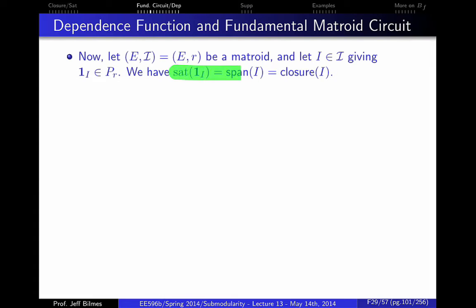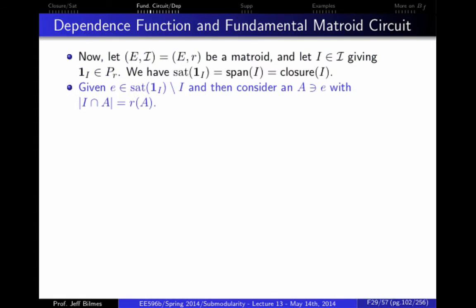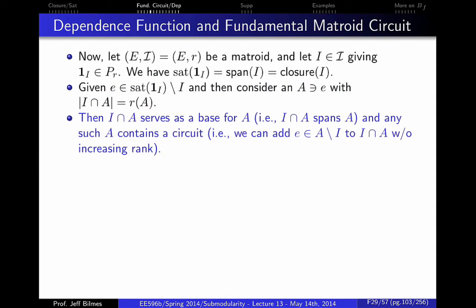So one thing to remember is that we have this. We know that this is true in the matroid. And let's choose some particular element that's in sat that's not independent. And let's take some E containing set A such that I intersect A spans A. So this is exactly what we did in the SAT case. So then, as we saw, this I intersect A serves as a base for A.